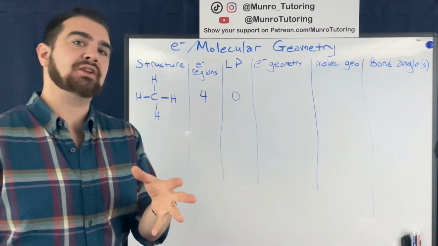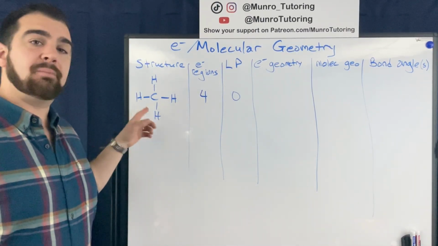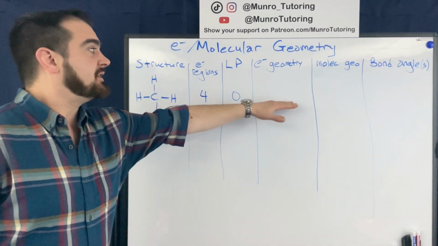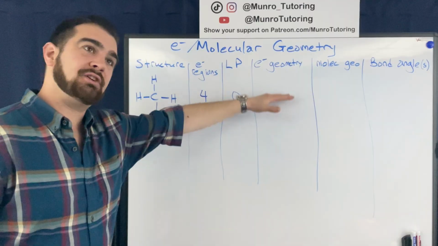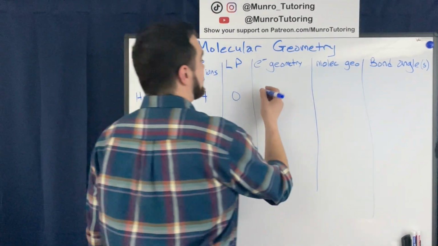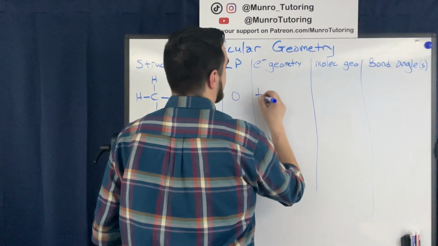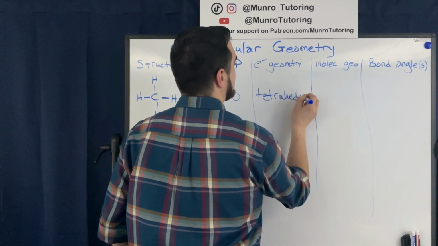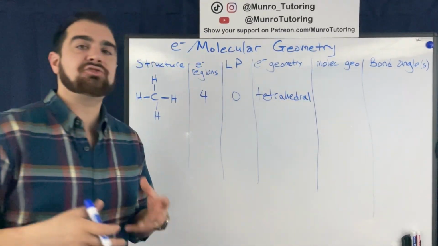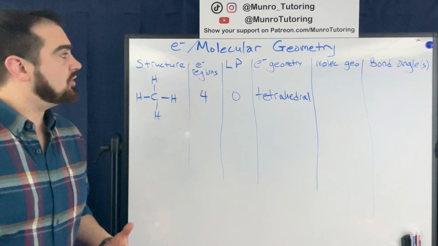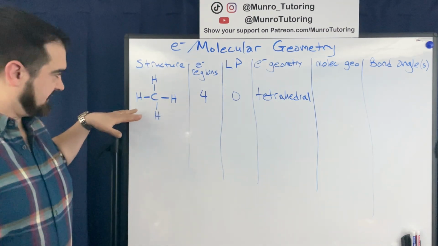When all 4 electron regions are atoms that are bonded to the central atom and not lone pairs, we have, well, it's like I said, it's the pure one. So the electron geometry is called tetrahedral. And let me write that in, and then I'll explain this as we go here. Tetrahedral. And tetra is like the prefix for 4, right? And so the electron geometry is tetrahedral.